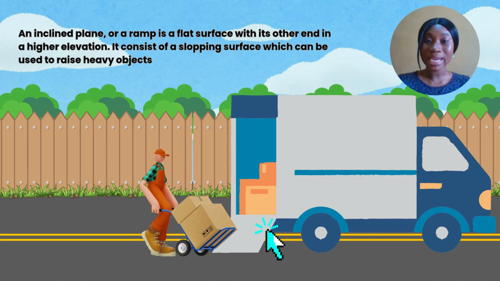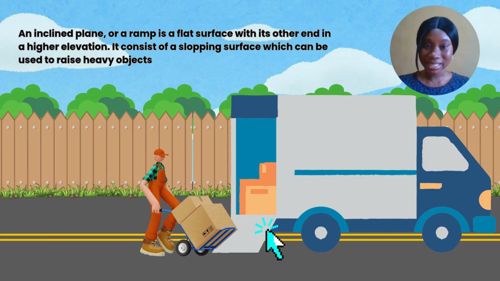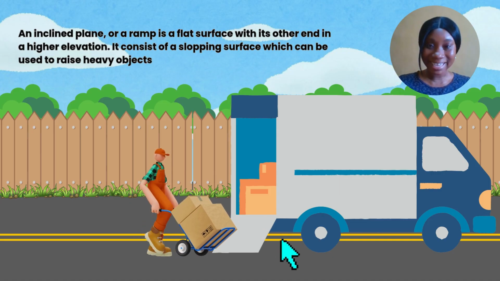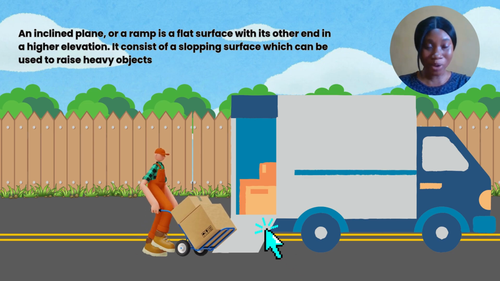A ramp or an inclined plane is simply a flat surface, a flat surface that has one end in a higher elevation. It consists of a sloping surface which can be used to raise objects. Inclined plane simply means a flat surface that you place with one end being higher than the other.